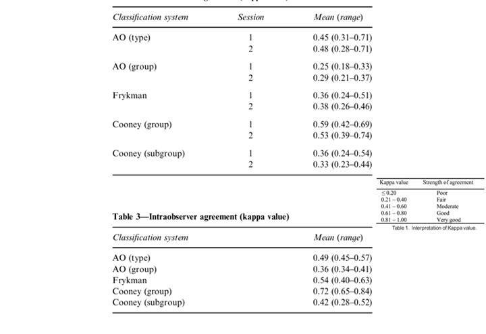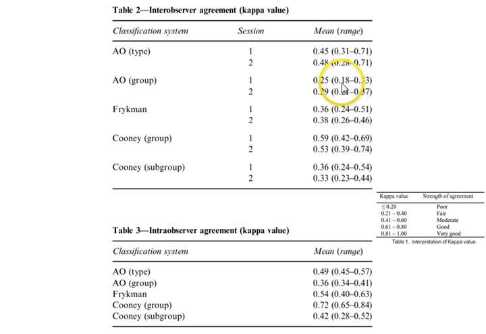This just shows that to be good you need a kappa agreement of about 0.6. You can see most of these inter-observer agreements are very low, around 0.45. In other words, let's say I grade the fracture, then I ask another surgeon to grade it. More than half the time we won't agree on what the grading is. But Cooney's group is about 0.59, which is not too bad, but that's intra-observer, whereas the others are inter-observer.